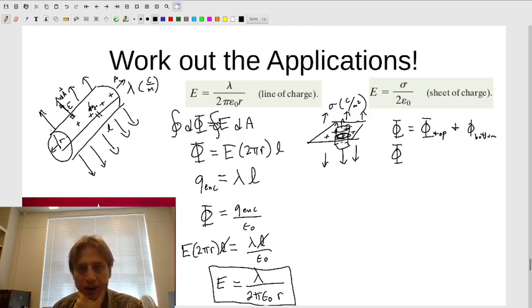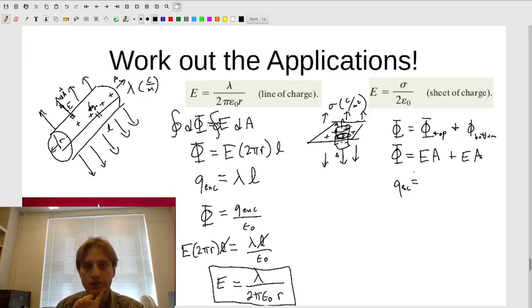Well, however big this area is on the top and bottom, it's going to be E times A on the top, because A is pointing up on the top, E is pointing up on the top, and it's also going to be E times A on the bottom, because the electric field is pointing down, out from the pluses, and A is also pointing down. Okay, my Q enclosed, since I've chosen this just to be a nice right cylinder, is just going to be the charge per unit area times the area.